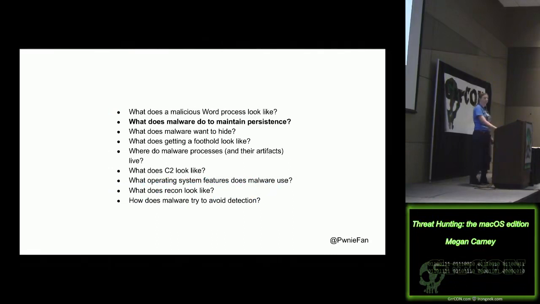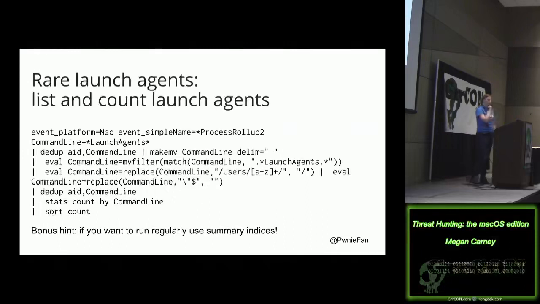All right, so we're moving on to persistence. This is the most common, or one of the most common ways to maintain persistence on a Mac. It's sort of equivalent to scheduled tasks. They're called launch agents. They run on boot. They can be installed by the system in the system directory, or they can be installed on a per user basis. All this command does is it's looking for all the processes that contain launch agents in the path, and then it's going to count them.